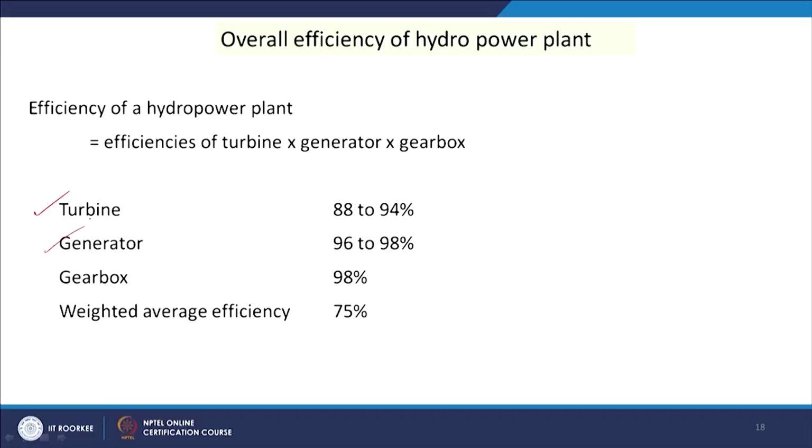Then, as we said, the efficiency of the system depends upon the efficiency of the turbine, the efficiency of the generator, and the efficiency of the gearbox, and the weighted average efficiency is the multiplication of these. So, for example, 88 to 94% for turbine efficiency, 96 to 98% for generator efficiency, and gearbox is 98%. So, the weighted average efficiency we get is 75%.